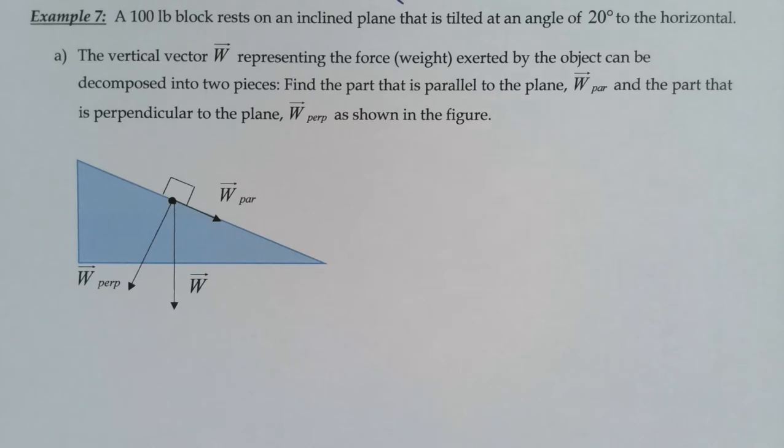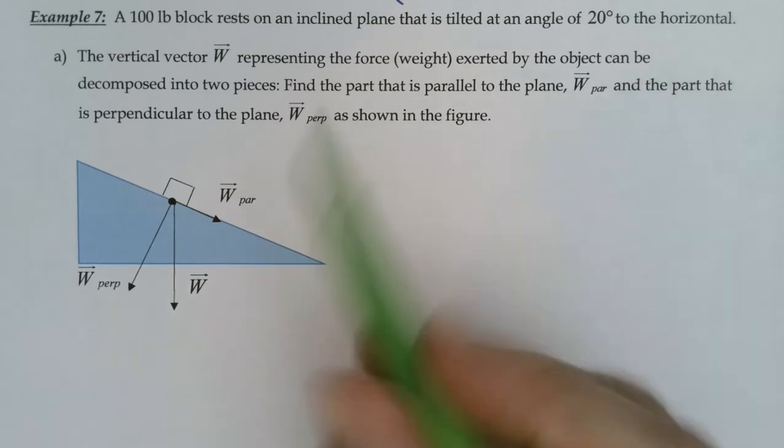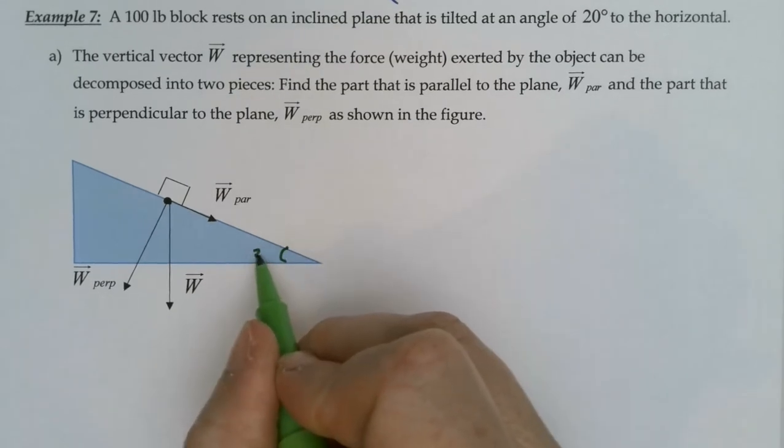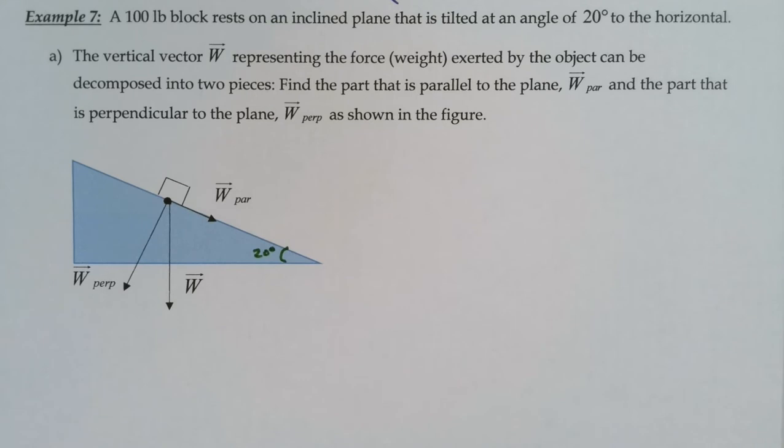So we want to take our newfound projection of u onto v and its corresponding scalar into a real-life context, which will mean physics, of course. So we have a 100-pound block resting on an inclined plane that is tilted at an angle of 20 degrees to the horizontal. All right, so that means that this angle right here is 20 degrees. Right, it has to be.